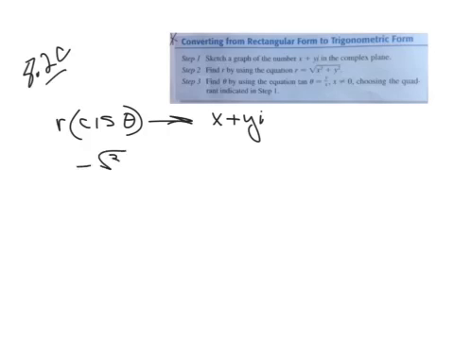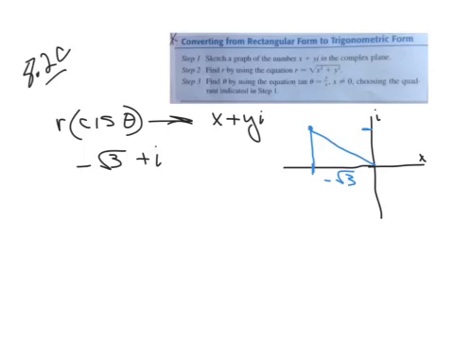Negative square root of 3 plus i. The first thing we're going to do is sketch that in the complex plane, which means my y is i and my x is negative square root of 3. So let's go over square root of 3 and up 1. I don't even know how far over square root of 3 is, so let's just leave it as kind of made up. We'll call that negative square root of 3, and then we'll go up 1. We'll end up there. So my y is 1 there. Alright, so we sketched the graph.